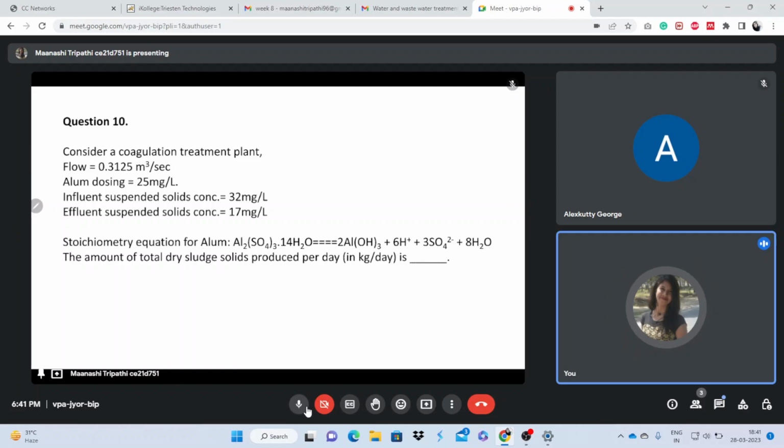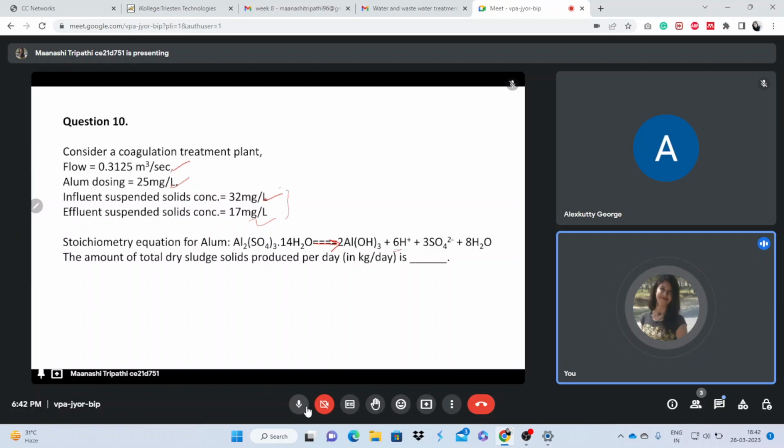Consider a coagulation treatment plant. We know the flow, we know the alum dosing. Influent suspended solid concentration we know. Effluent suspended solid concentration we know. Because of alum dosing, something has been coagulated. Then the stoichiometric equation of alum, Al2(SO4)3 dot 14H2O yields 2Al(OH)3, H plus ions, means acidic condition because it is consuming alkalinity, sulfate and H2O.